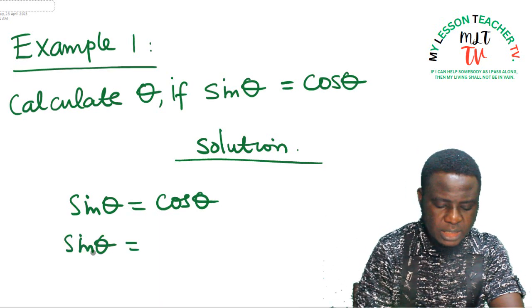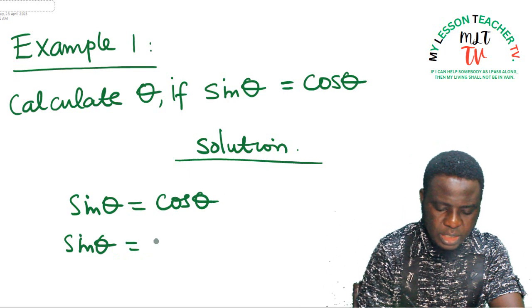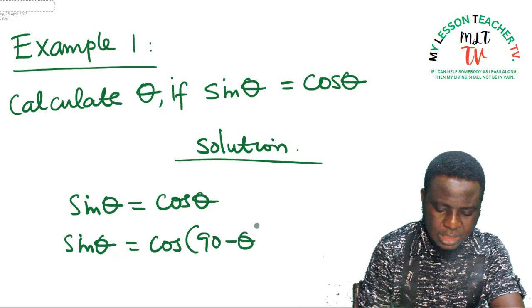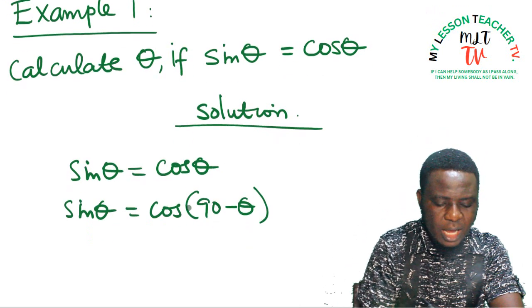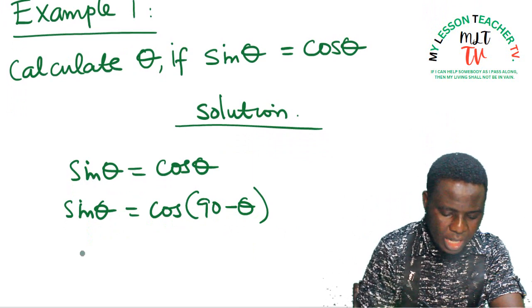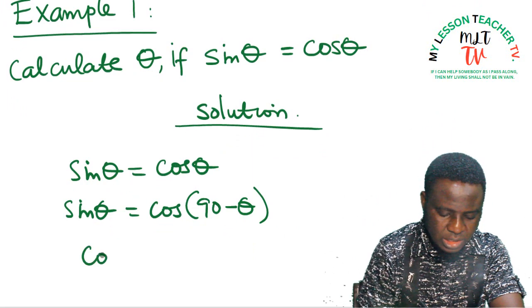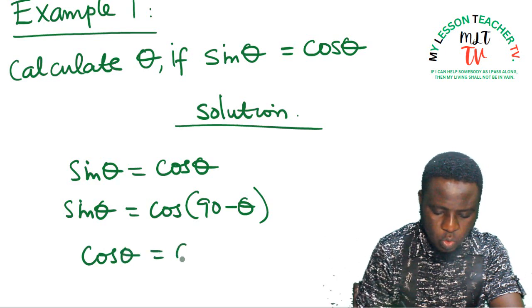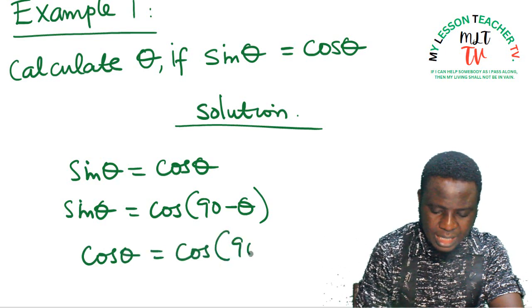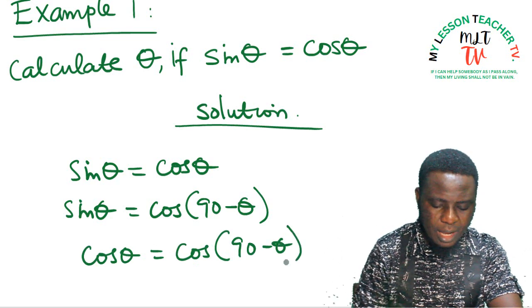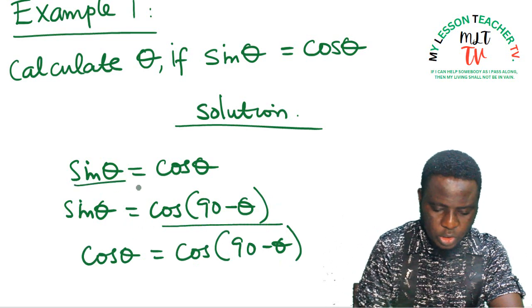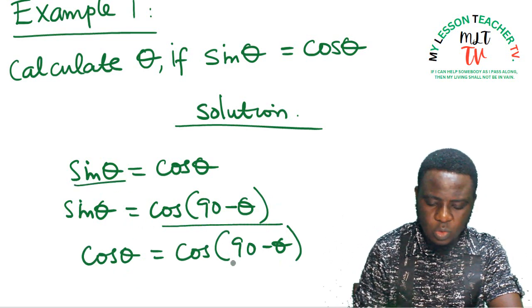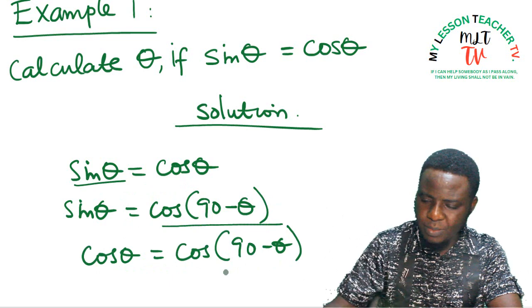We have established that sine theta can be expressed as cos of 90 minus theta. I can then substitute cos of 90 minus theta for sine theta, so that cos theta will be equal to cos of (90 minus theta). By substituting this for this in this equation, you have cos theta equal to cos of 90 minus theta.